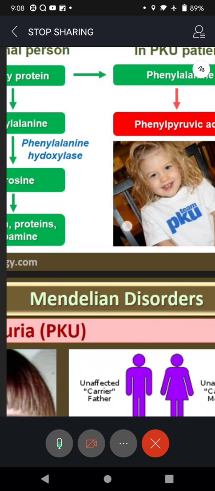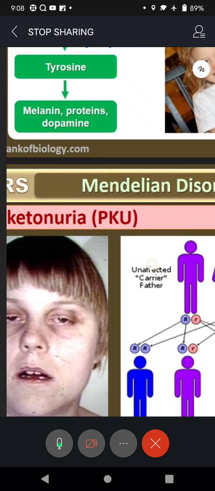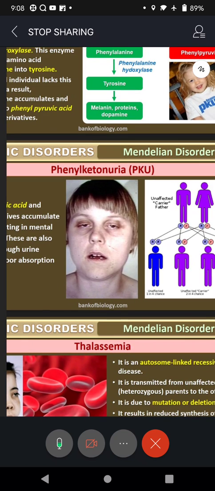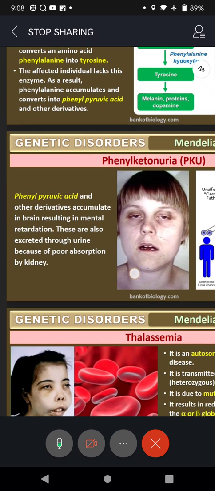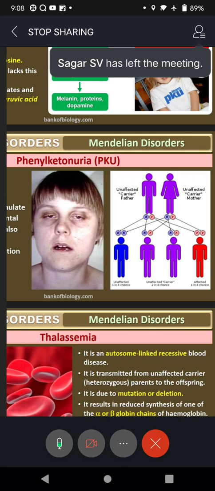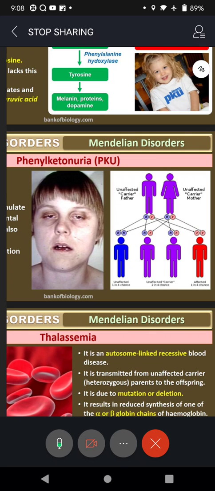So when phenylpyruvic acid is there, it gets stored. What happens? Look at that. The person will be having these phenotypic characters. That is, phenylpyruvic acid and other derivatives accumulate in the brain, resulting in mental retardation. They are also excreted through urine because of poor absorption by the kidney. So the person becomes mentally retarded. Why is the person becoming mentally retarded? Because of the accumulation of that acid.